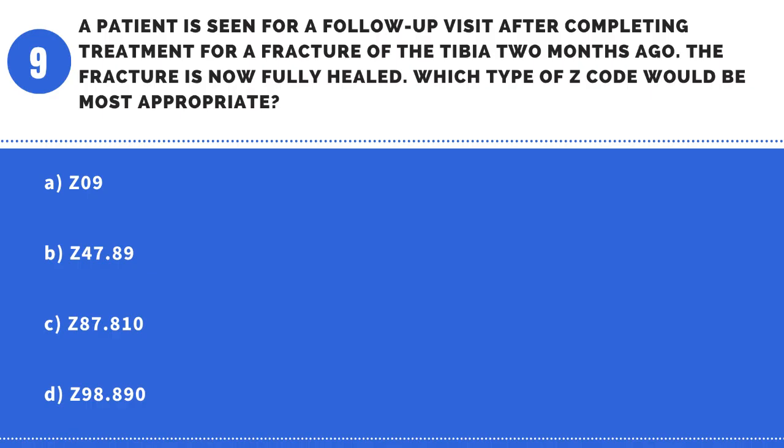Question 9. A patient is being seen for a follow-up visit after completing treatment for a fracture of the tibia 2 months ago. The fracture is now fully healed. Which type of Z code would be most appropriate? A. Z09. B. Z47.89. C. Z87.810. D. Z98.890. Answer C.